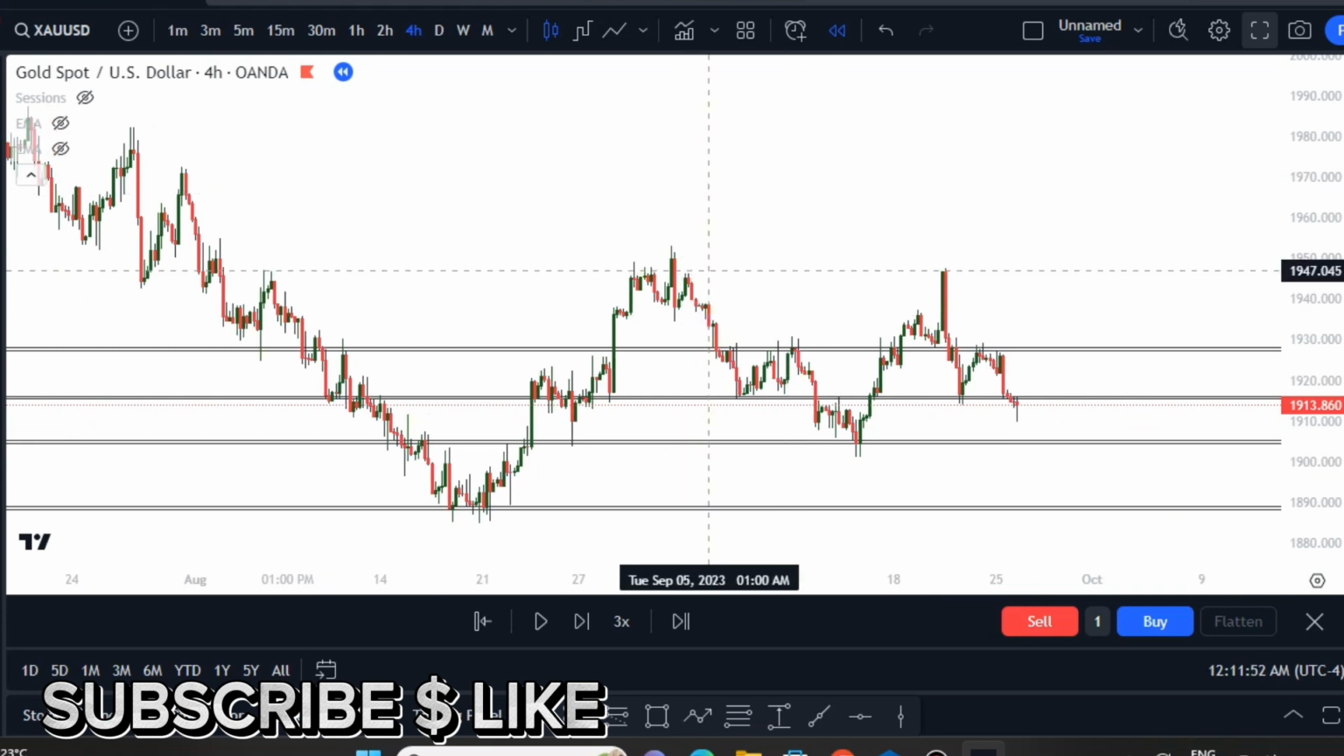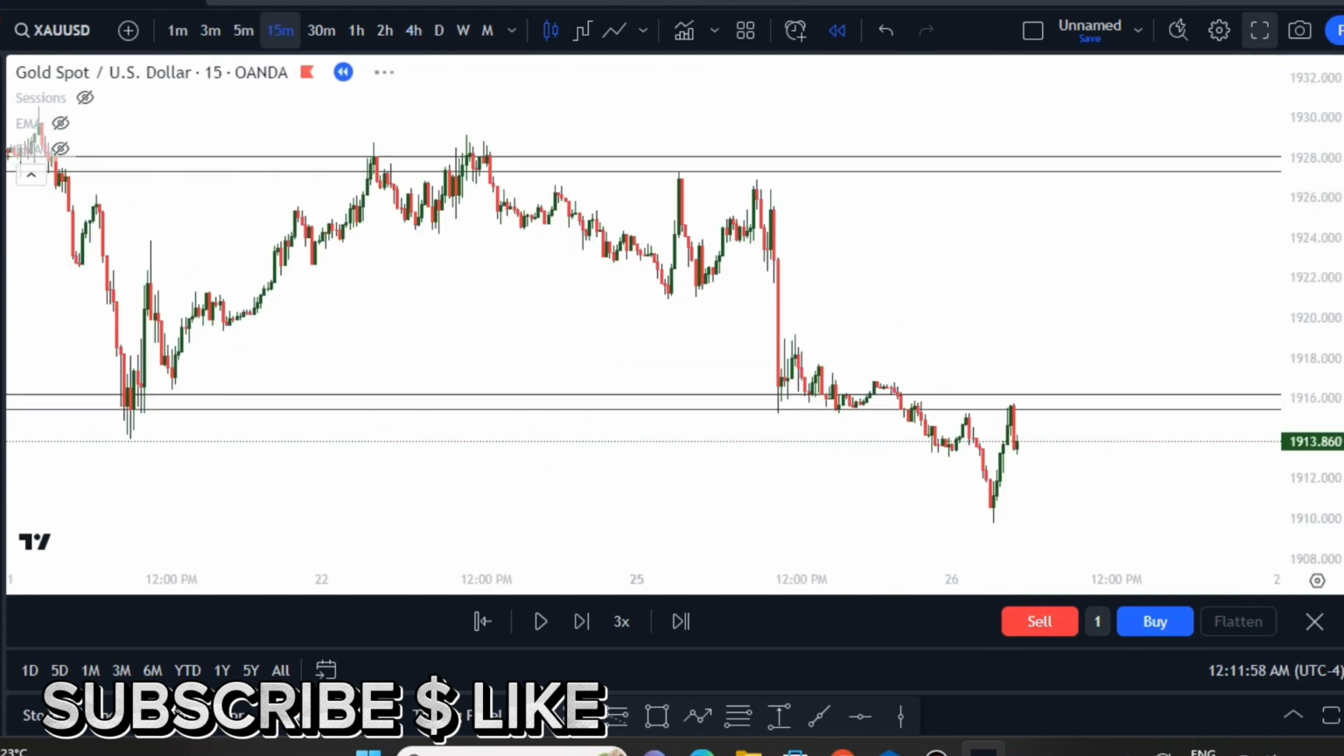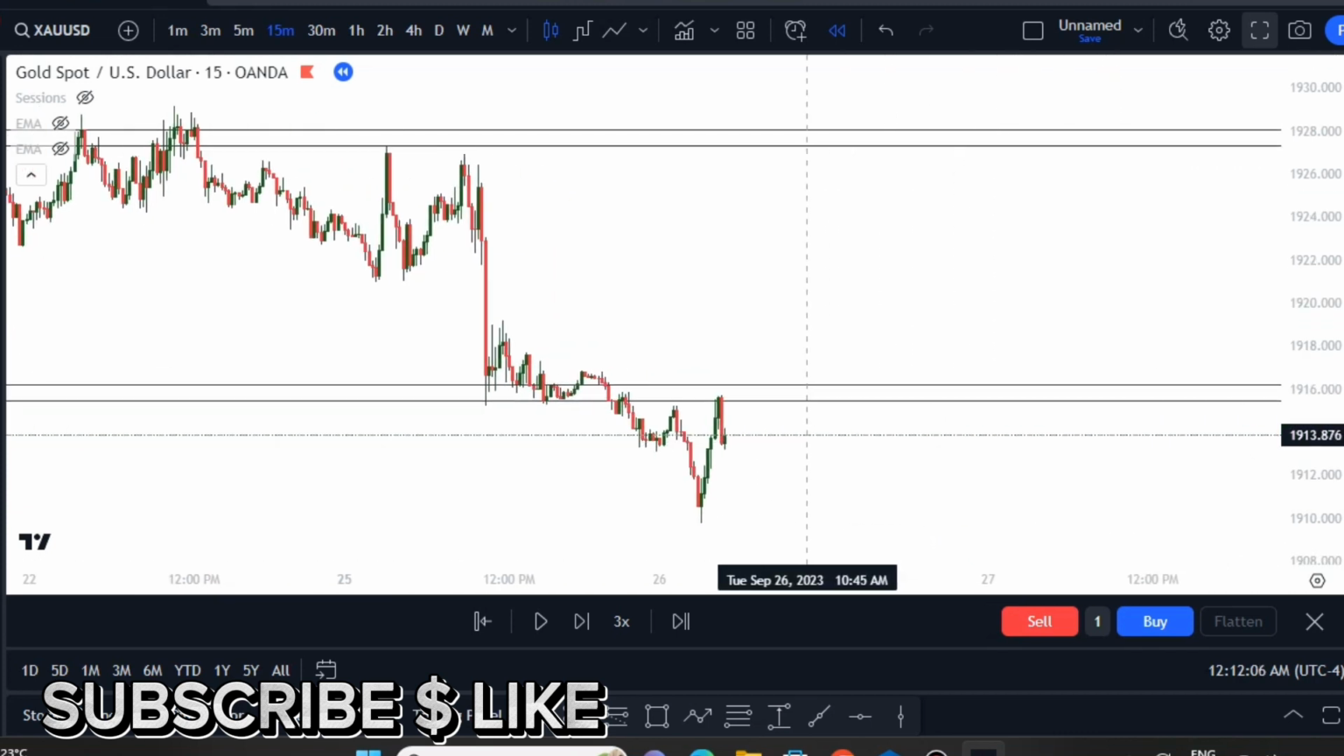That's the way it works. So right now, let's go to the 15 minutes time frame. On this 15 minutes time frame, we're not just going to be taking trades here. You can see what happened. We've already gotten that rejection to the downside. But let's see what happens. Let's just see what happened here.